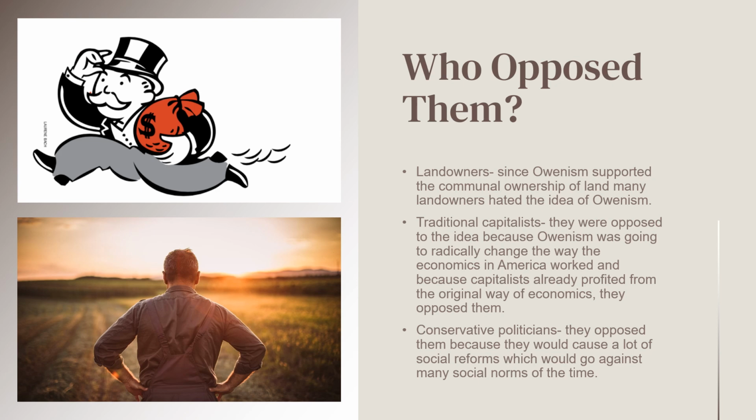The main groups that opposed Owenism were landowners, traditional capitalists, and conservative politicians. Landowners disliked Owenism because of the idea that Owenism created of communal ownership of land, and because of that, it would take away the private property that landowners had, and that's why they hated Owenism.